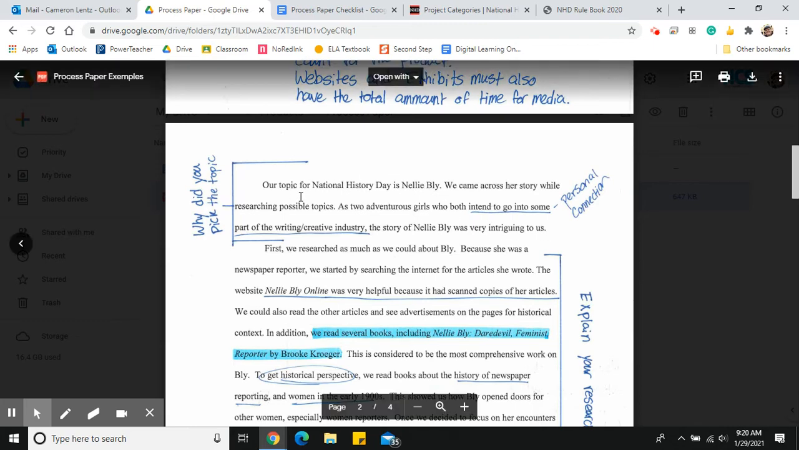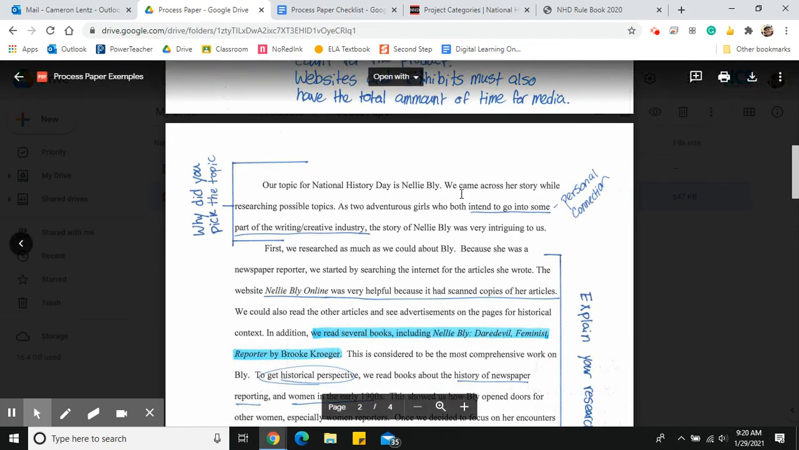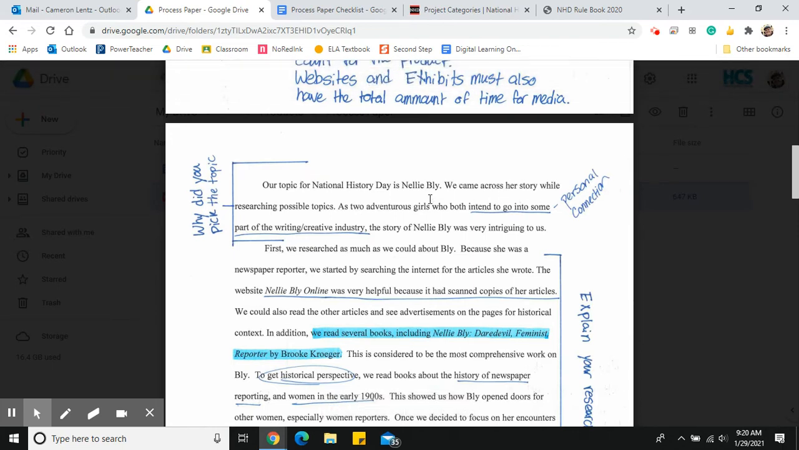So basically, this paragraph explains why they picked the topic that they did. And something that judges really liked is to see that there's a personal connection. That's why at the beginning of the year, when we were picking our NHD topics, your teachers really stressed to you the importance of liking the topic that you were researching. So if you can, try to fit in a personal connection here or there.